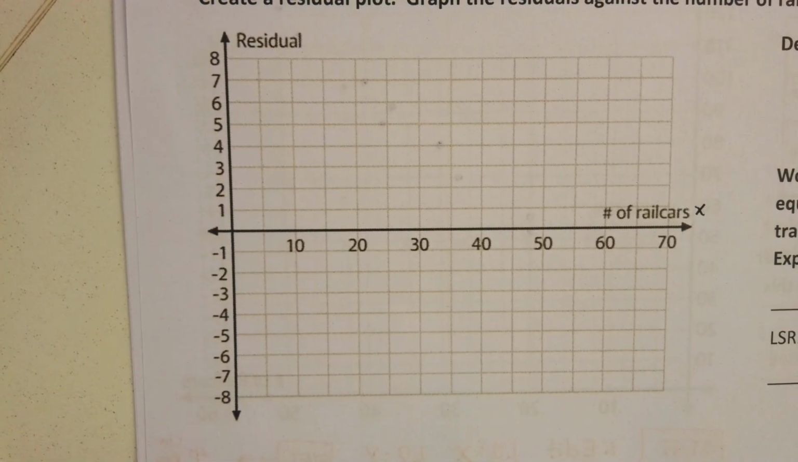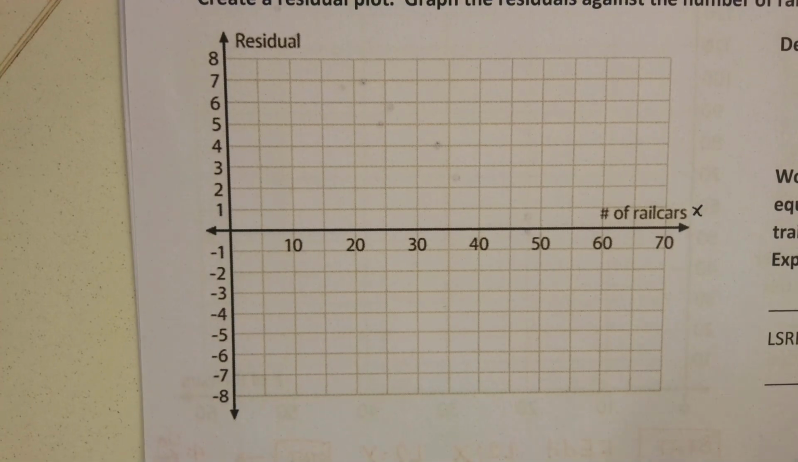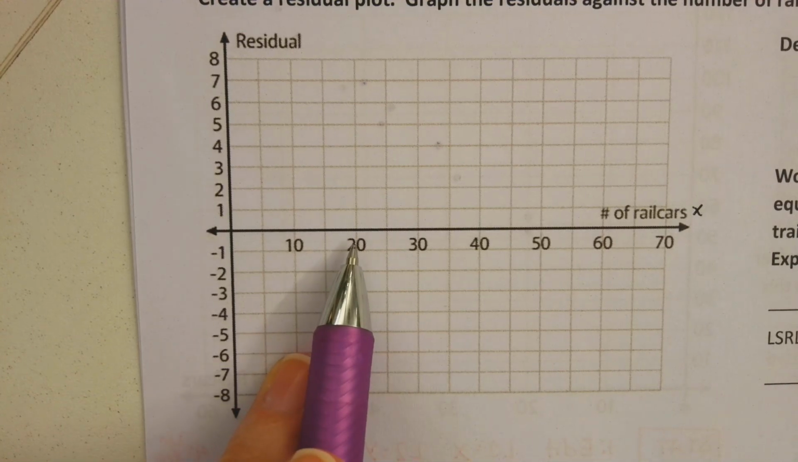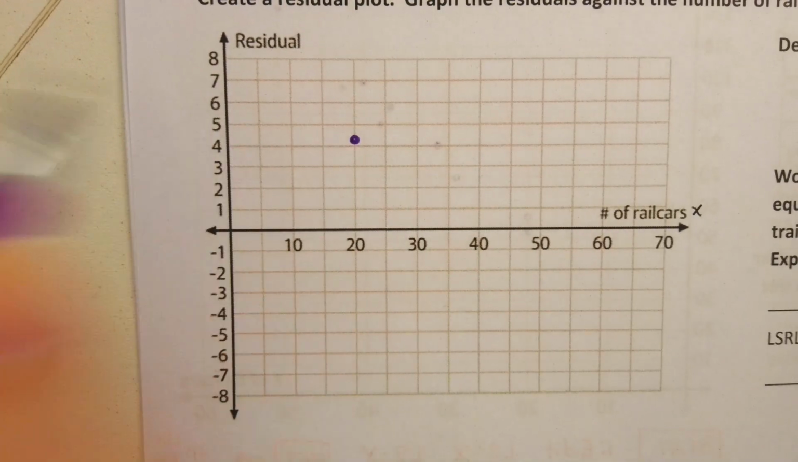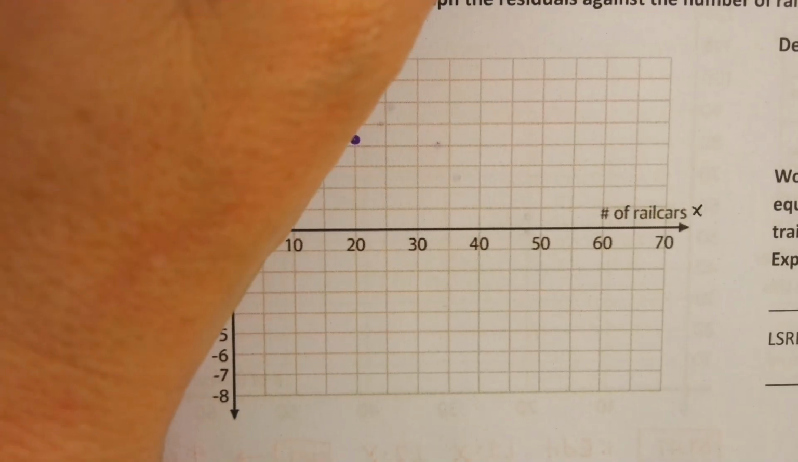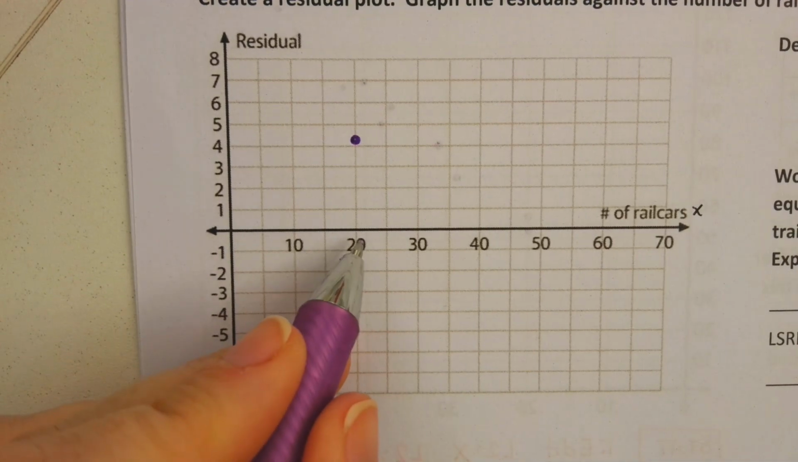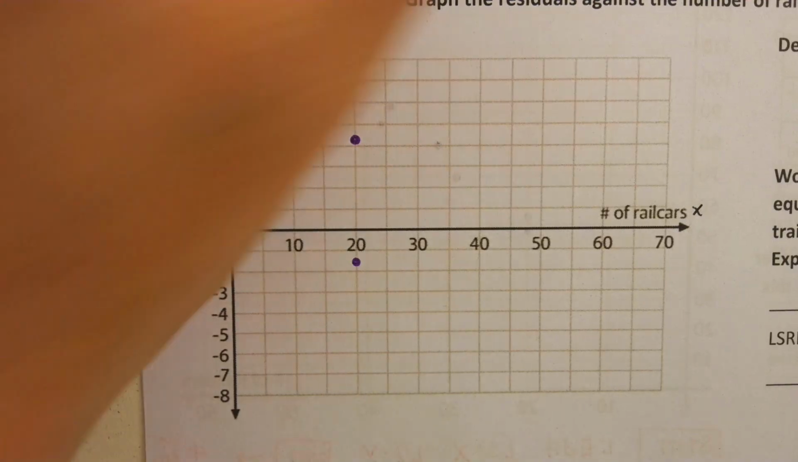For example, if we do the first one, train A. How many rail cars did train A have? 20. And what was its residual for the first one? 4.3-ish. So we're going to plot 20, comma, 4.3-ish. Again, I'm going to check these off as I go just so I don't forget any. The next one also had 20, but what was its residual? Negative 1.6-ish. Again, checking them off.